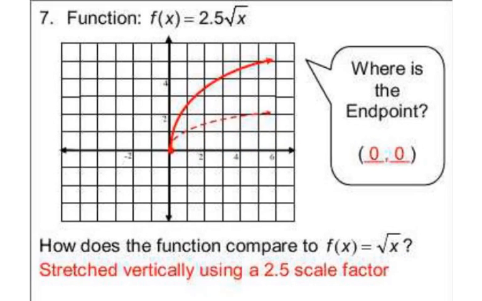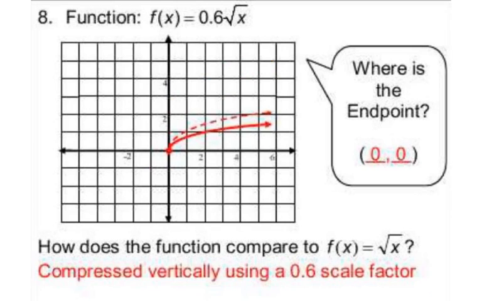If we had 2.5 times the square root of x, your endpoint is at the same place, 0, 0. We had a vertical stretch, otherwise known as a vertical expansion, using a 2.5 scale factor. If we have 0.6 times the square root of x, once again your endpoint stays at the origin, and we have compressed vertically, otherwise known as vertical compression, VC, using 0.6 for the scale factor.